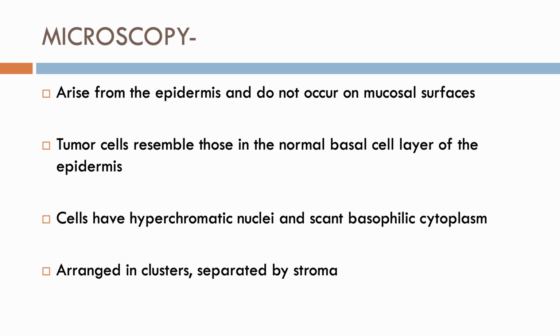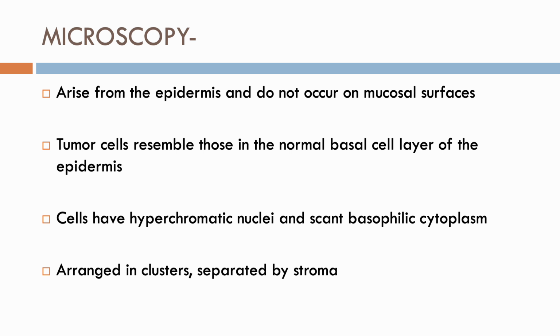Coming to microscopy of BCC or basal cell carcinoma, it arises from the epidermis and does not occur on the mucosal surfaces. Tumor cells resemble those in the normal basal cell layer of the epidermis. So as I have told you earlier, that is why it is known as basal cell carcinoma. Cells have hyperchromatic nuclei, which means darkly stained nuclei, and scant basophilic cytoplasm.